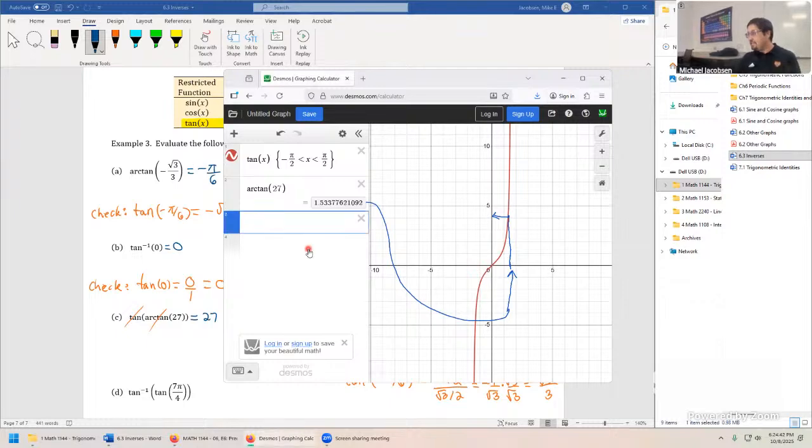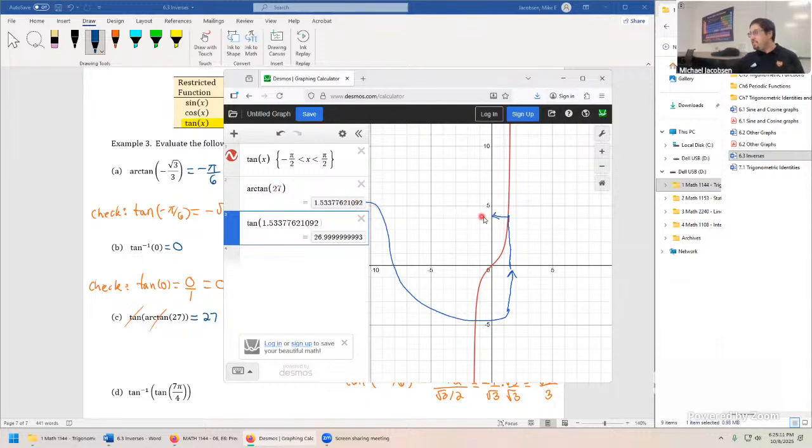So if we take tangent of 1.53377, the more digits I put in, the closer and closer we're getting to 27. Let's see if that really tracks. 1.5337762092. Looks like I'm getting pretty close, and I'd be even closer to 27 if I only had more digits.